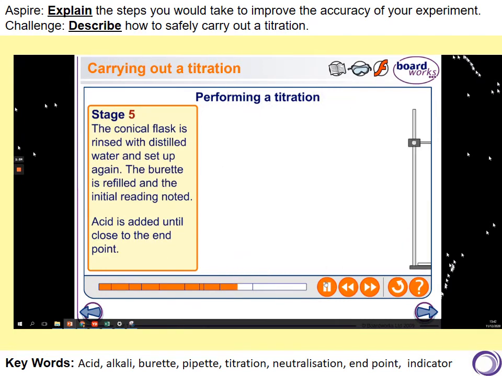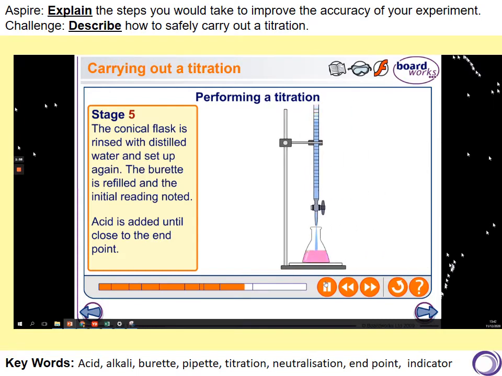We then refill the burette and the conical flask with fresh solution, and we continue to do the titration again, this time going quite fast initially, but as we get closer to the value that we got for our rough titration, then we will start to add the acid more slowly.